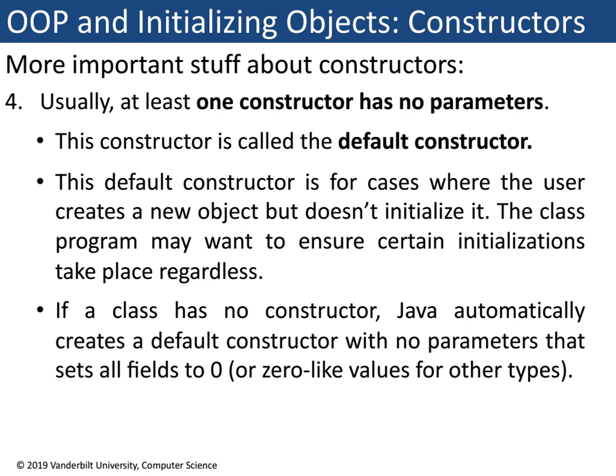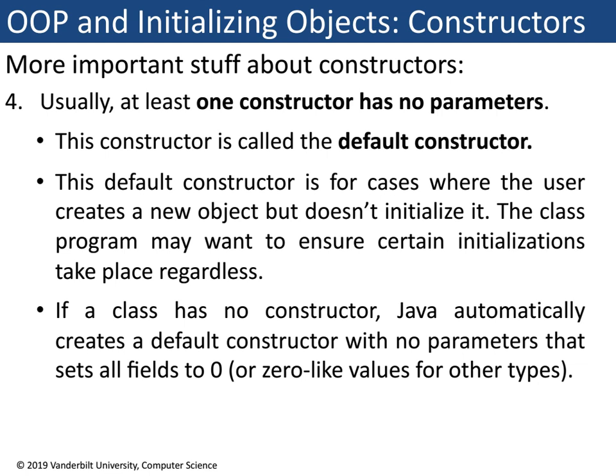Few more points on constructors. First of all, usually at least one of the available constructors will have an empty parameter list. This is called the default constructor. The default constructor is used when you want to create an object but you don't yet want to initialize the values in your instance variables for that instance of the object. And finally, if we do not define any constructor in our class, then Java automatically will create a default constructor with no parameters that will assign all instance variables 0 or 0-like values.